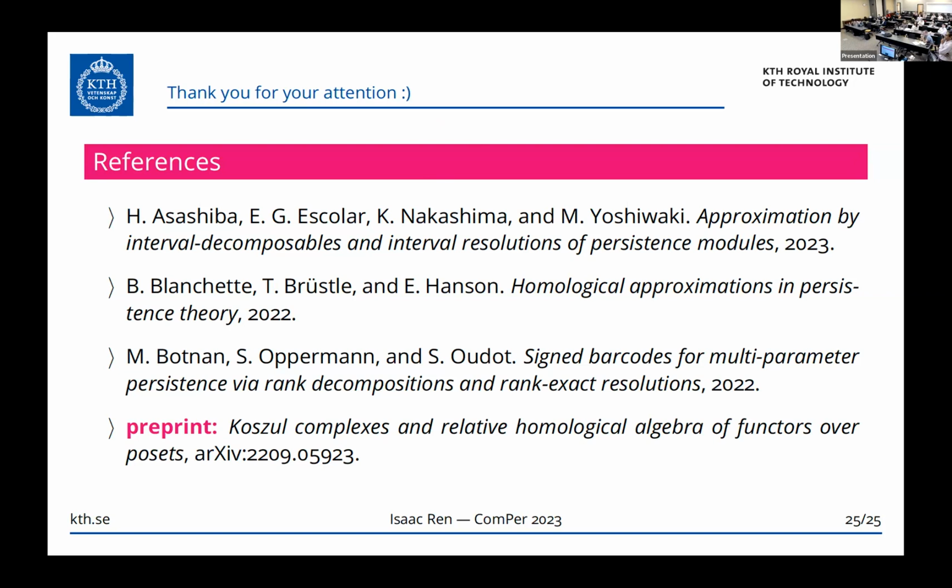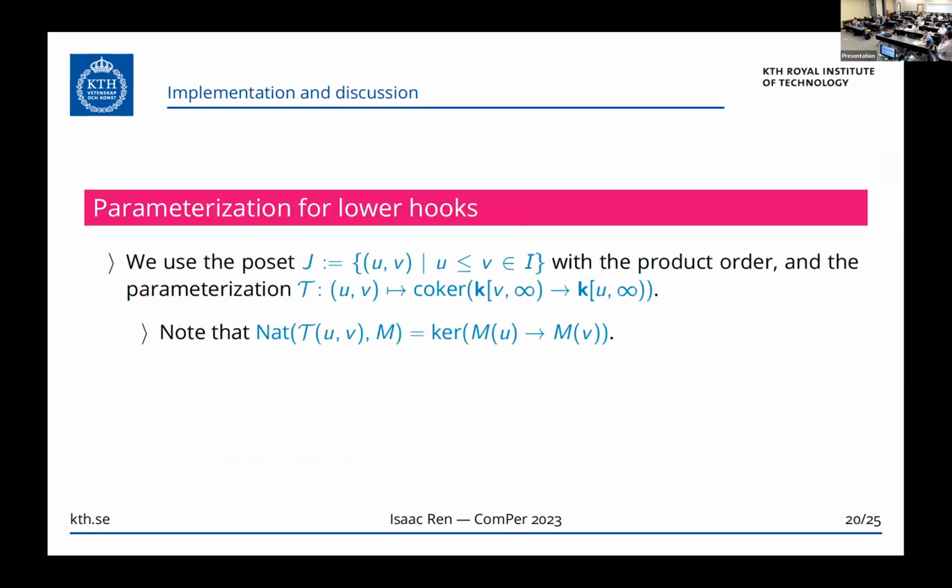Yeah, very nice job, Ben. Can you say a bit more about the parametrization functor J? So, like for the lower hooks, for example, would those be the objects in that category J? And then morphisms would be inclusions of lower hooks. Am I thinking about it right?